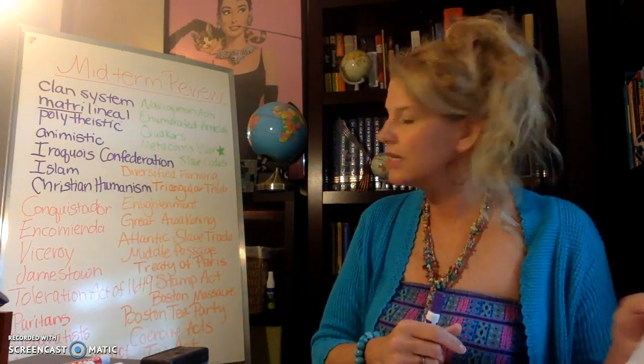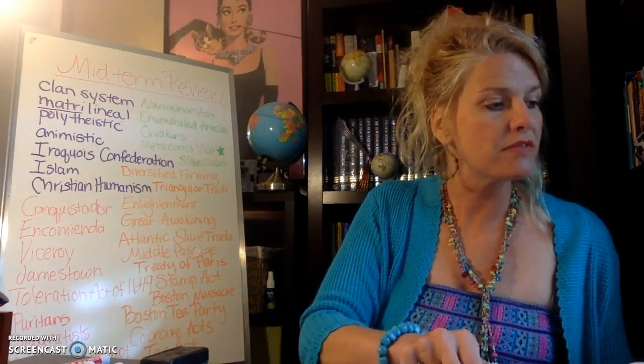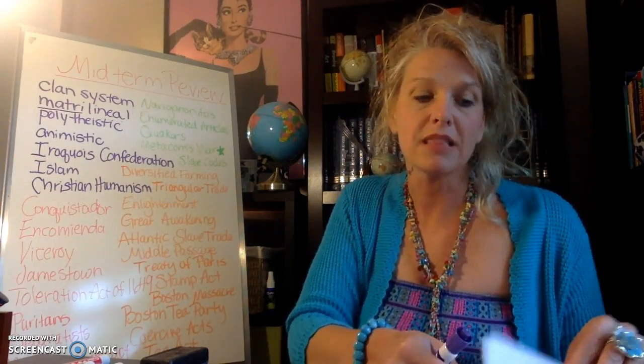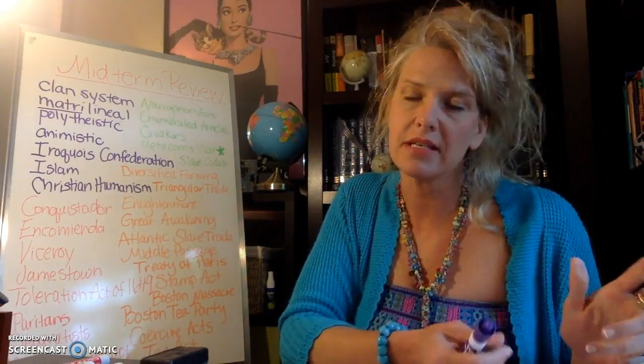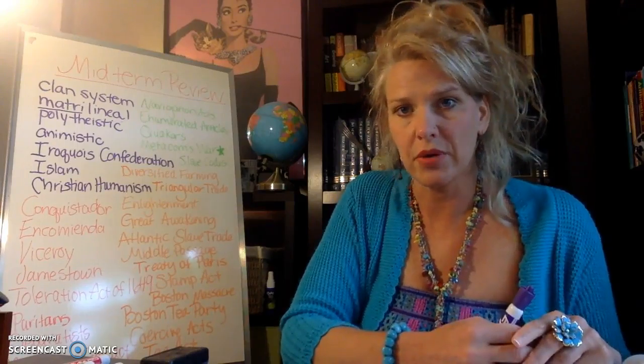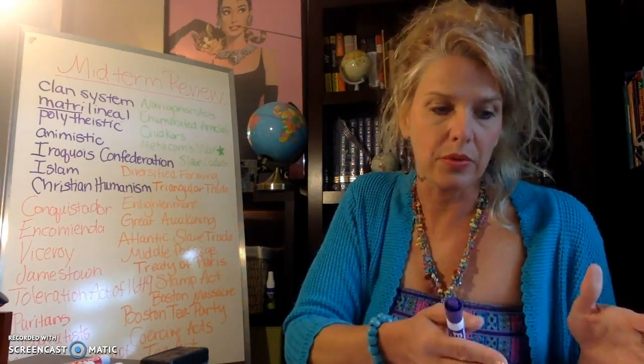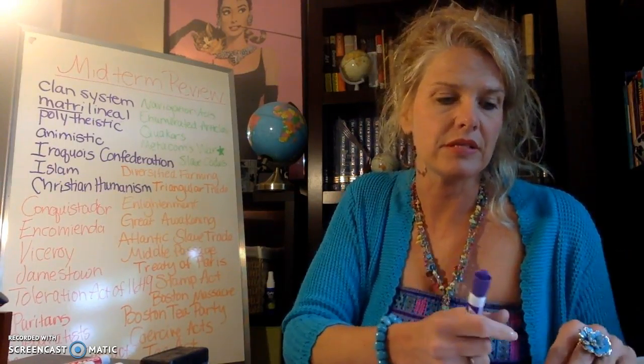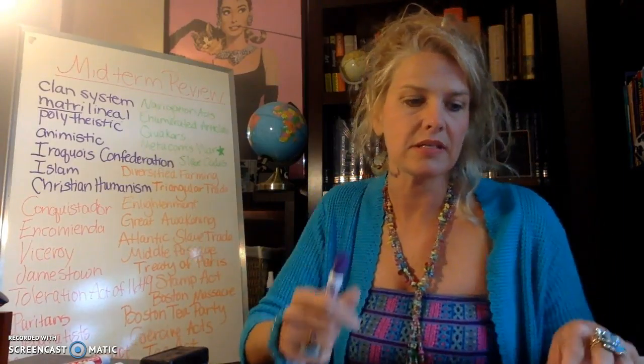Okay, our next word, Jamestown. Jamestown was the first lasting English settlement. It was in 1607 in Virginia, and it's the one that lasted to the present day. There were others, Roanoke disappeared, so it wasn't continuous.